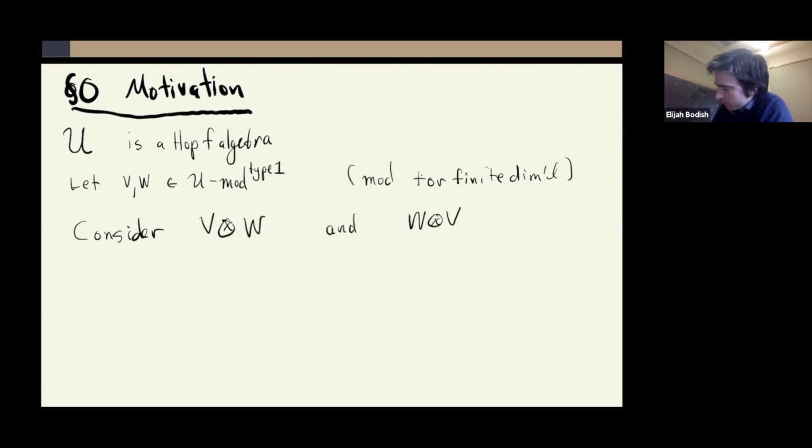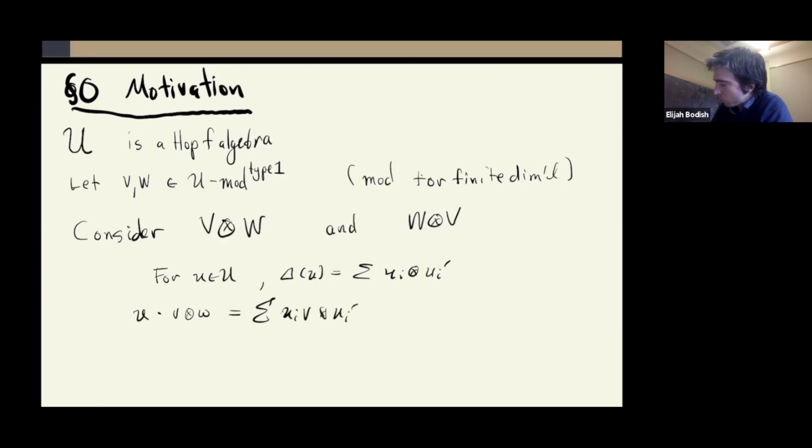And the way that this works is there's a co-multiplication. So if we have u in U and write delta of u is, say, the sum of u_i tensor u_i prime, then the action on a vector in V tensor W, little v tensor little w, is going to be this sum of u_i acting on v tensor u_i prime acting on w.